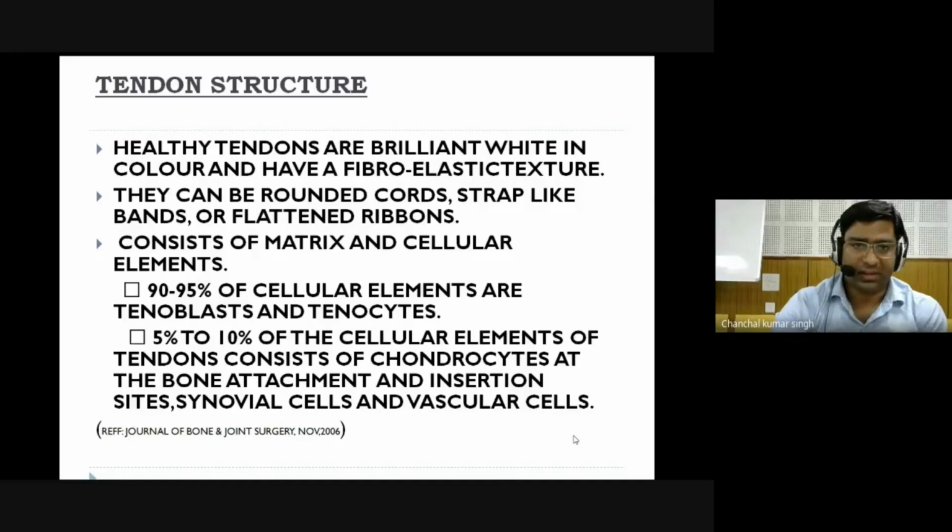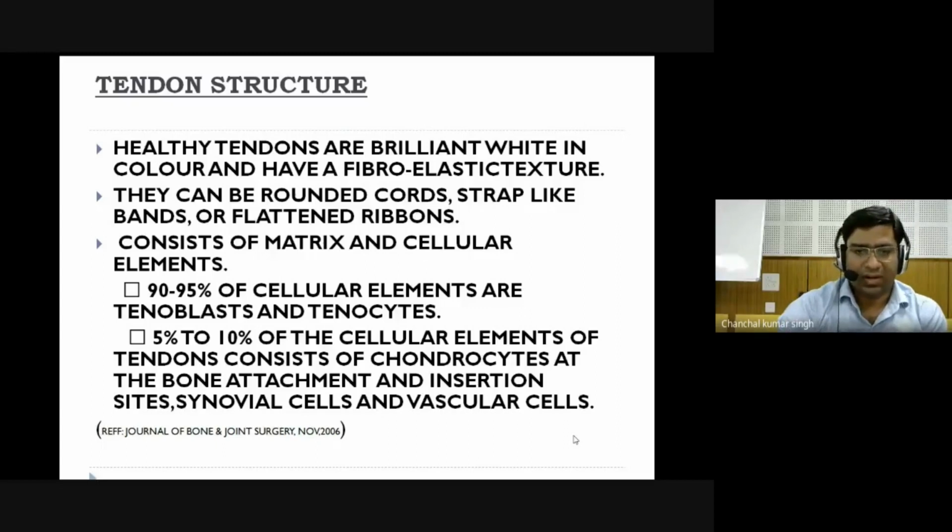The whole thing I've taken from the Journal of Bone and Joint Surgery, November 2006 issue. Basically, it's a review article which talks about all the tendon injuries and the surgical part of it. So just a crisp bit of it, not much. Just in a bit of detail about tendon structure.